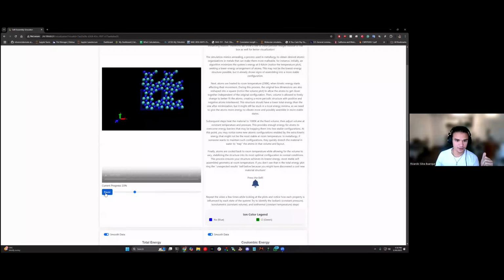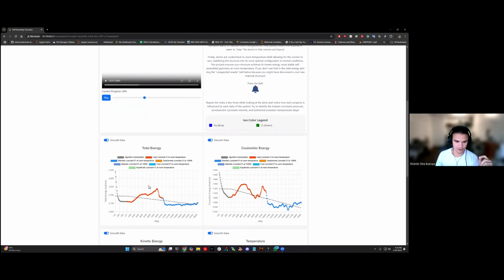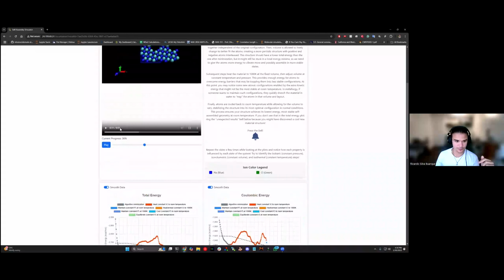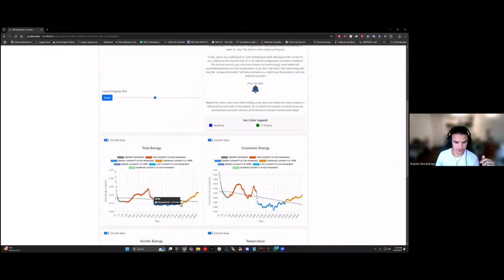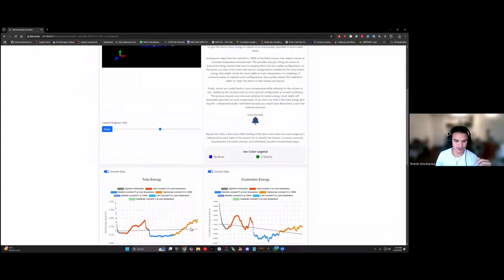Eventually, when we get here, we allow for the pressure to be constant and for the volume to vary so that the box kind of readjusts. This is what's going on here. You can see that as soon as you allow the box to change, it found a lower configuration energy until eventually you start heating up the system all the way to 1,000 Kelvin.